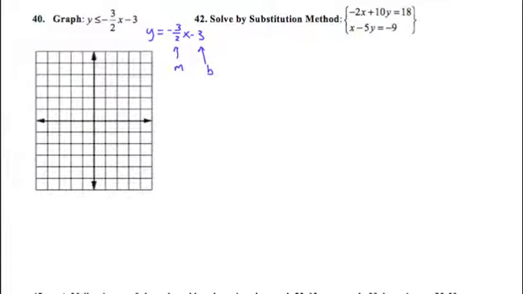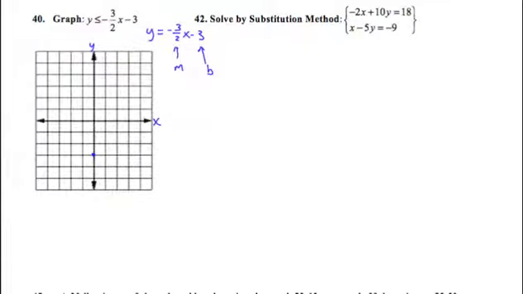So to graph this, I'm going to start with my y-intercept, which is negative 3. That tells me this graph is crossing the y-axis, and remember again, this is my y-axis, that's my x-axis. This graph is crossing the y-axis at negative 3. So let's see, 1, 2, 3. There's one of the points on my graph.